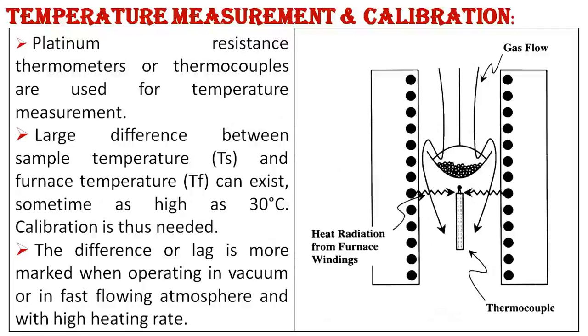Next one is the temperature measurement and calibration. Platinum resistance thermometers or thermocouples are used for temperature measurement. A large difference between sample temperature Ts and furnace temperature Tf can exist, sometimes as high as 30 degrees Celsius. Calibration is thus needed. The difference or lag is more marked when operating in vacuum or in a fast flowing atmosphere and with a high heating rate. So that is the heat radiation from furnace windings and gas flow, and we have to use a thermocouple.